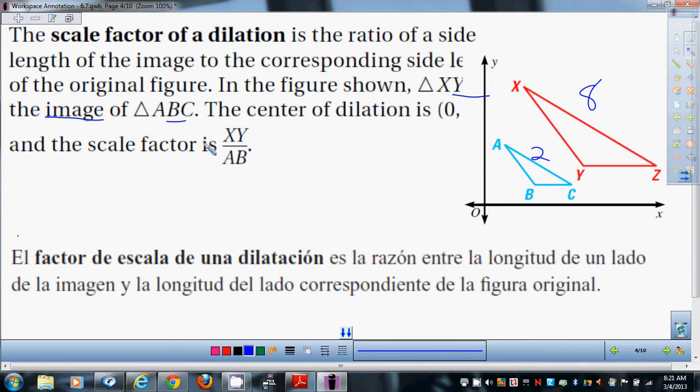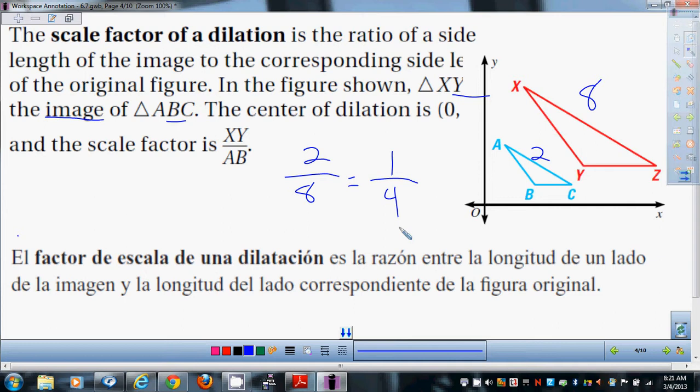Oh, okay. This is actually not right. Judging by what it says, this should actually be flipped. It'll always be your new picture over your old picture. It'll always be your image over your pre-image, therefore giving you a scale factor of 1/4. And you'll know you're right because it didn't get smaller or bigger.